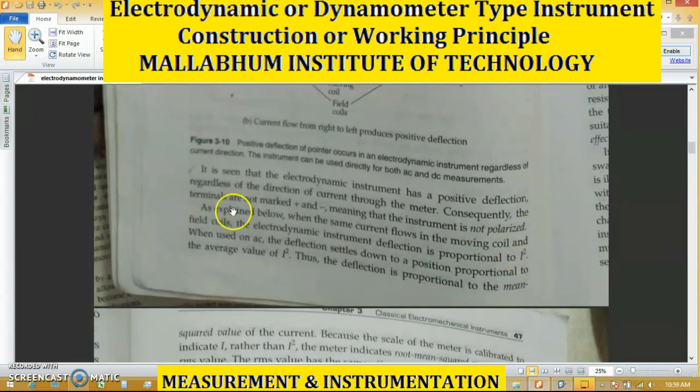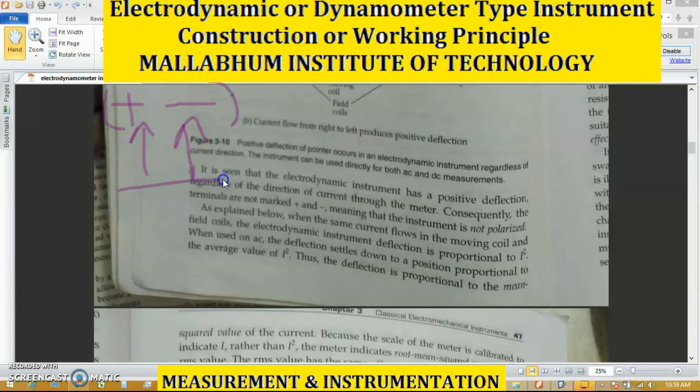The instrument's terminals are not marked as plus and minus, as in the case of any voltmeter or ammeter arrangement. Whenever you see any DC voltmeter or ammeter, there is a plus and minus symbol where you connect the unknown current or voltage. But in the electrodynamic type instrument, there is no marking, which suggests that the instrument is not polarized. Not polarized means it is designed to measure AC current. That is the main principle.